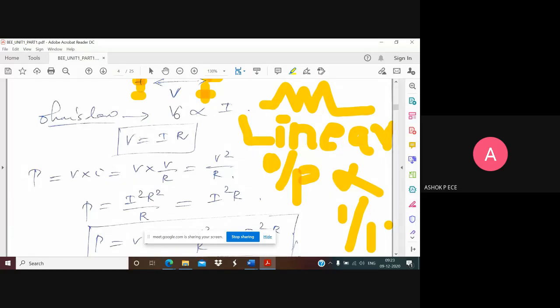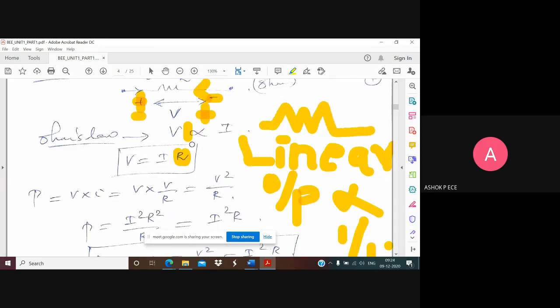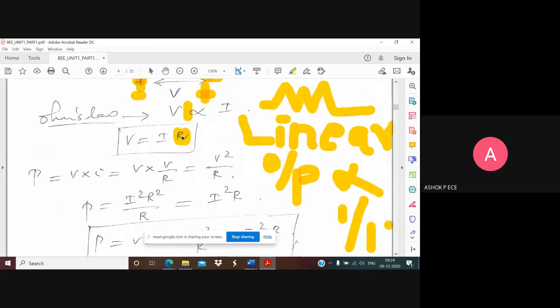So Ohm's law is applicable for linear circuits under constant pressure or temperature or any other parameter. V is proportional to I. To remove this proportionality, we introduce a constant, and this proportionality constant is R. The unit of R is ohms. The higher the value of R, the lower the value of current.